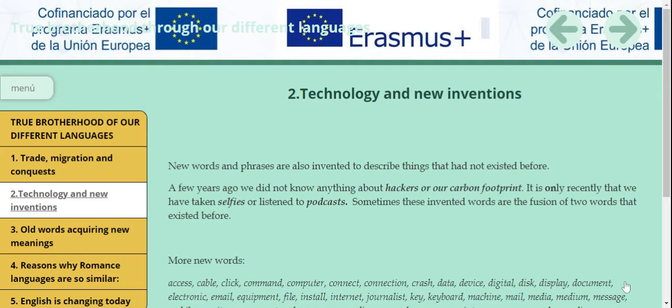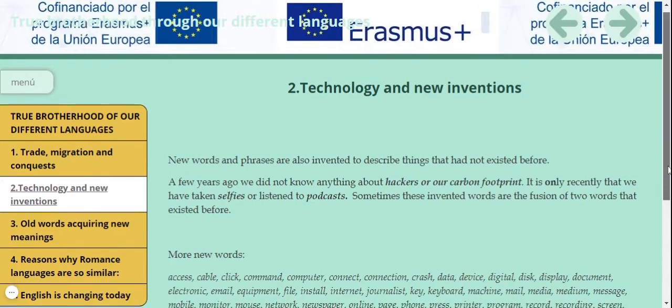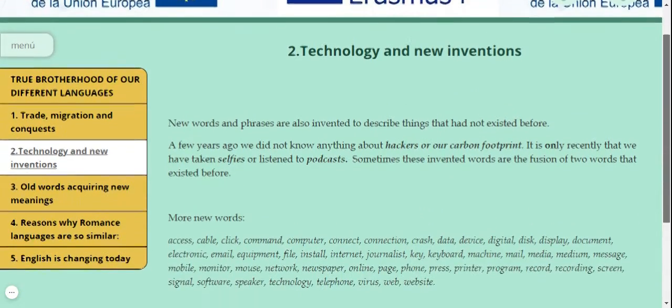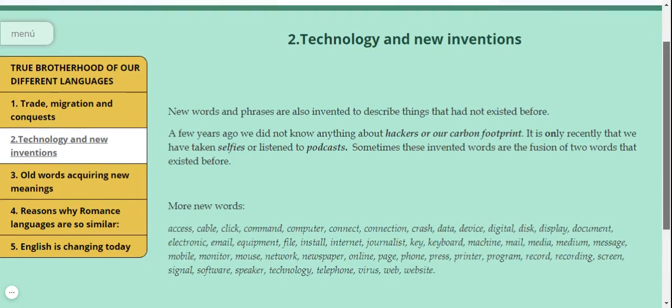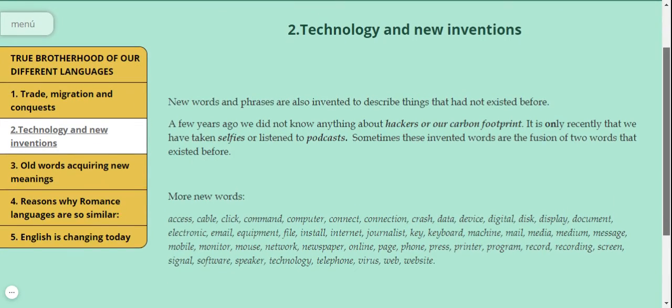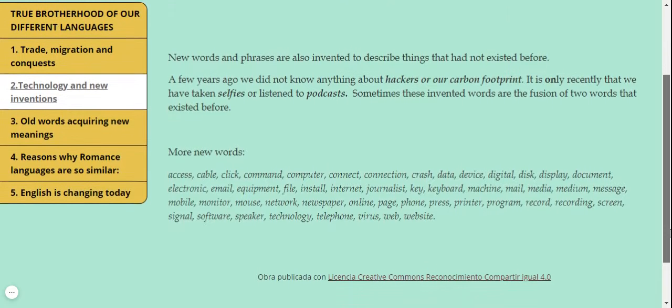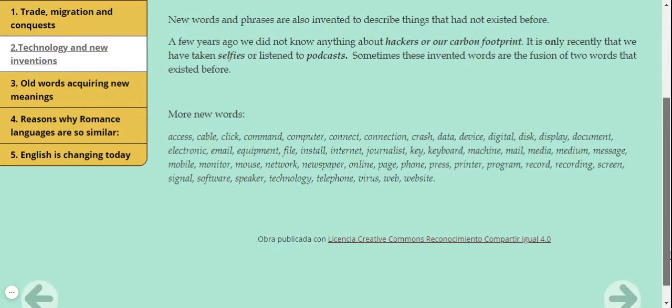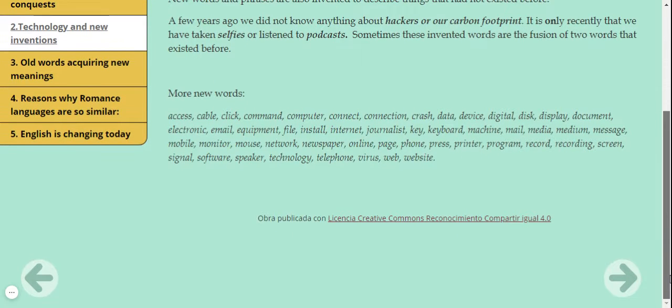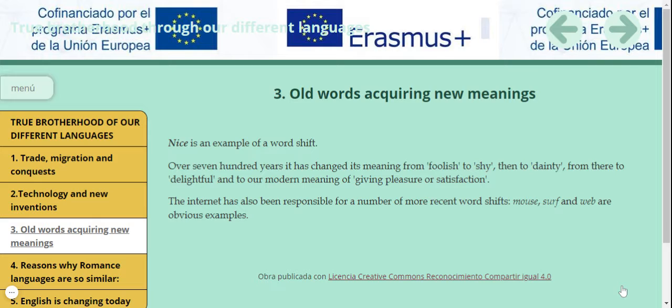Now, let's take into account the third crucial event to develop the true brotherhood of our languages: technology and new inventions. New words and phrases have also been invented to describe things that had not existed before. For example, hackers, carbon footprint, selfish forecast. Some of them are the fusion of two words that existed before. Nowadays, all of them are shared worldwide. It should also be noted that some old words have acquired new meanings.